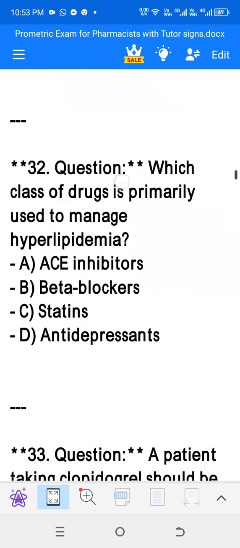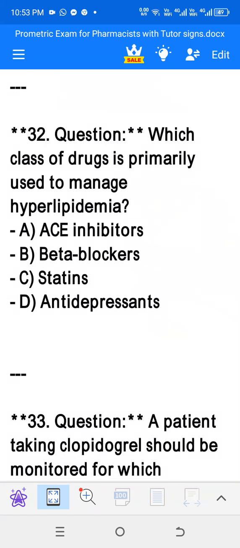Next, which class of drug is primarily used to manage hyperlipidemia? A. ACE inhibitors. B. Beta blockers. C. Statins. D. Antidepressants. The right answer will be C. Statins are the primary class of drug used to lower cholesterol levels in patients with hyperlipidemia, reducing the risk of cardiovascular disease.